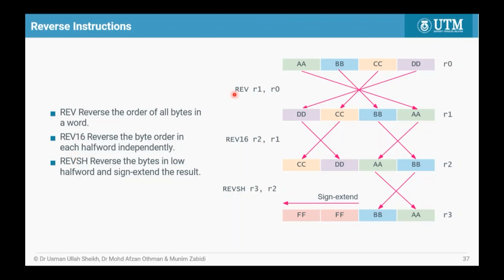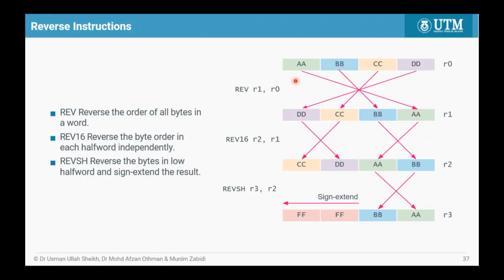Okay, let's look at the example for more understanding. Suppose this is your R0, the initial value of R0. The instructions here are executed sequentially, which means the second instruction will depend on the first instruction. Let's look at this example: REV R1 R0. So this is R0. Since you're going to do the REV, it involves all 32 bits. This byte here will go to this location, this byte will go to here, and the least significant byte becomes your most significant byte here. So this is REV.